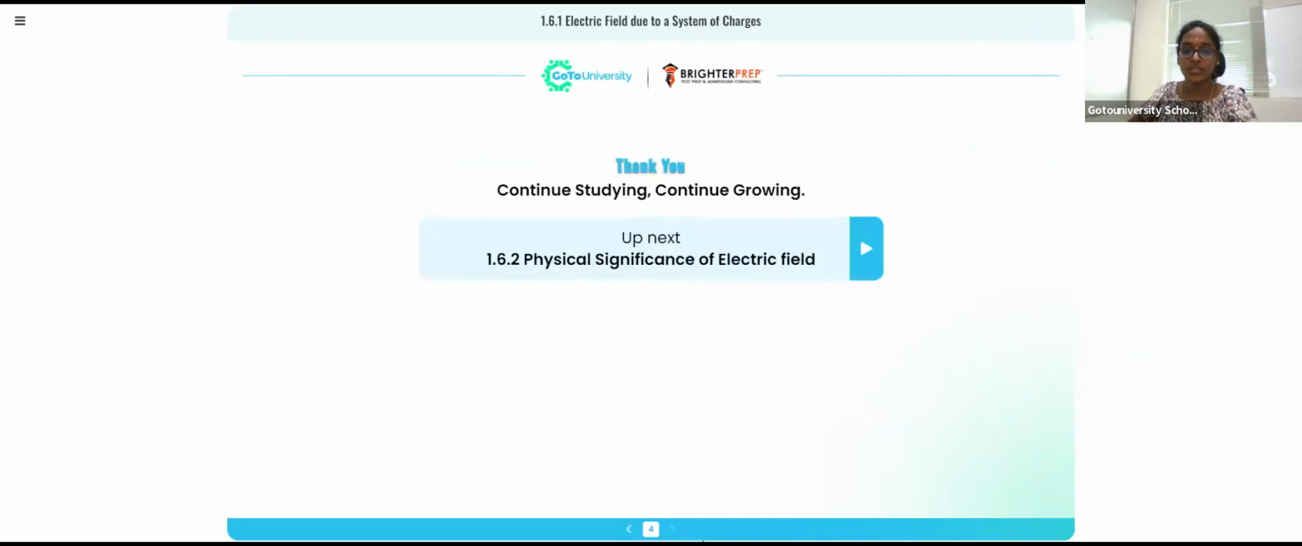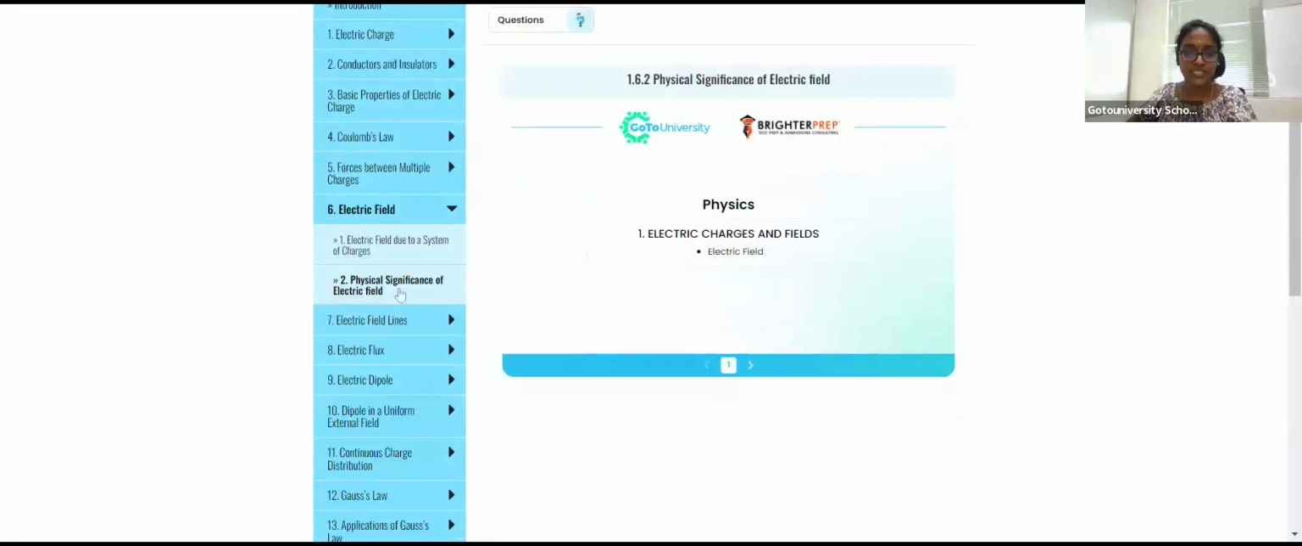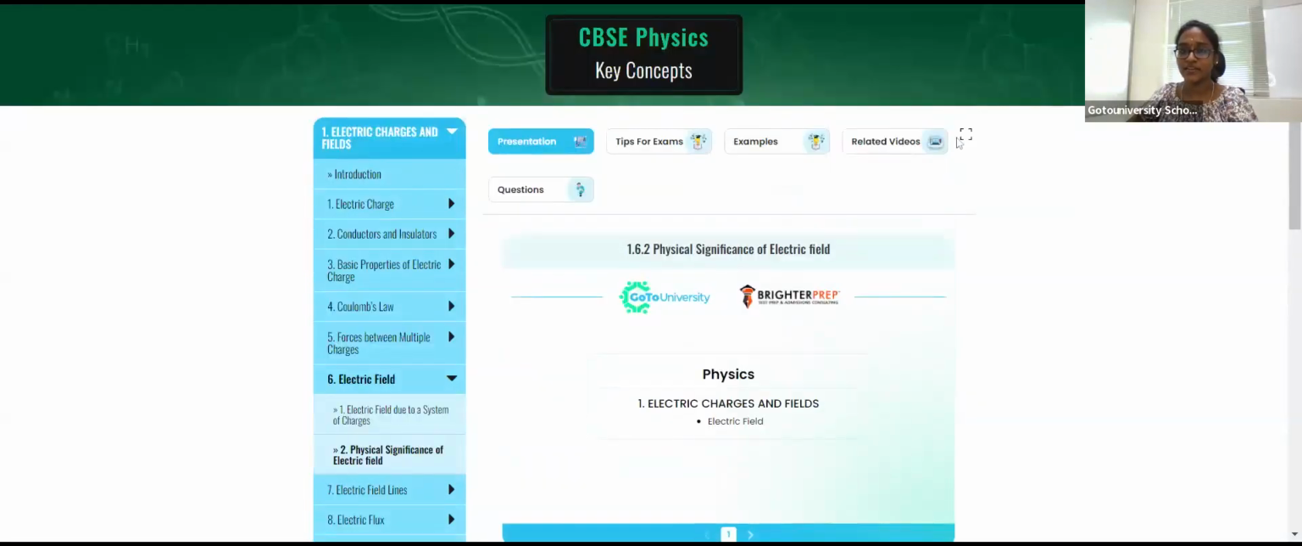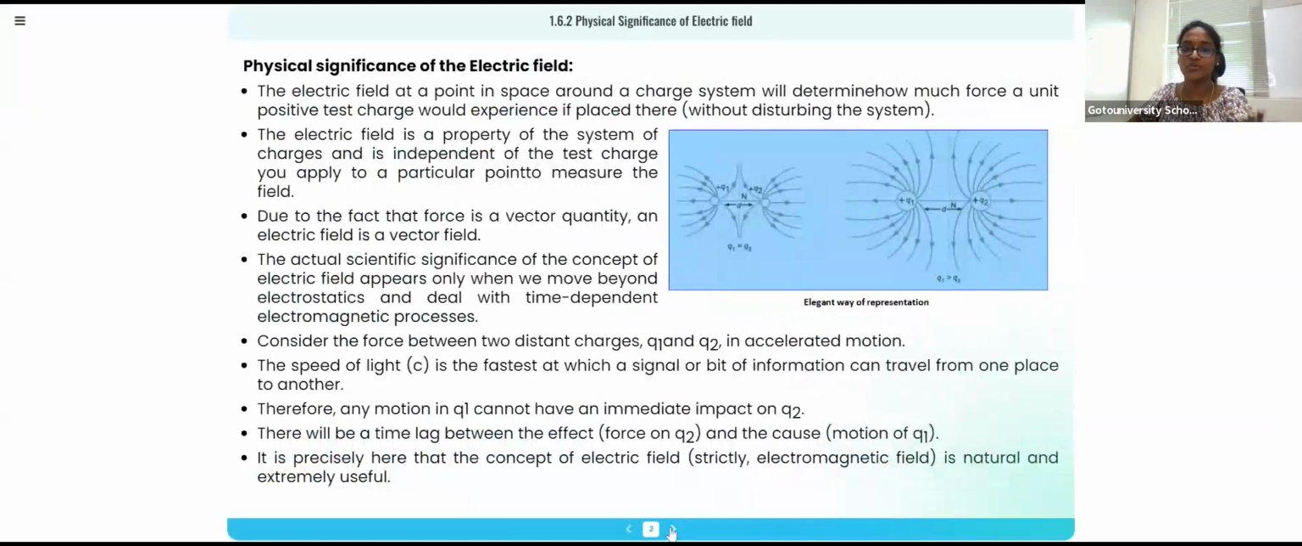Now, the physical significance, why we need it. What is the physical significance of the electric field? By using the electric field, we can check how far the charges are exhibiting their forces, and how independently the charge is working. Everything we can check by using the electric field, right? So these are all the basic things you have to know. Now I'm moving to the question part.